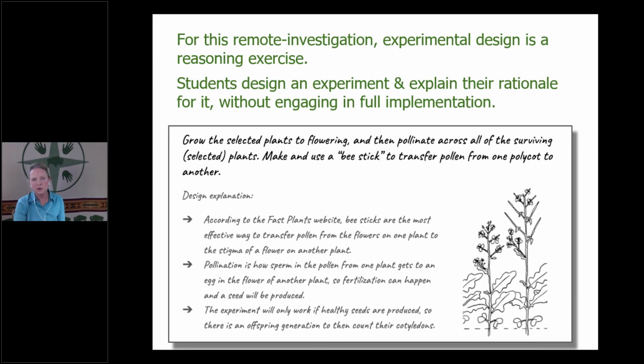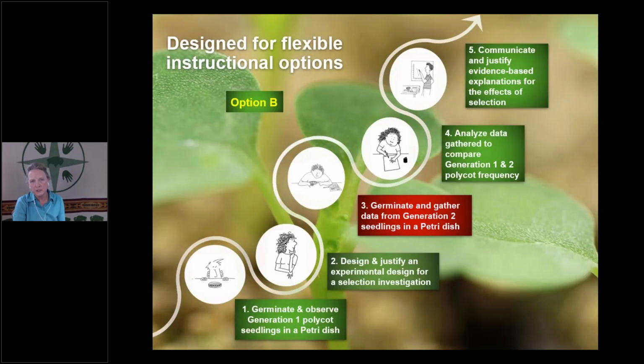So once the experimental design is completed as a reasoning exercise, then it's time for students to get seeds to germinate and gather data from a generation 2. So we're kind of pulling a Julia Child. Now we have the generation 2 seeds without having had to produce them.